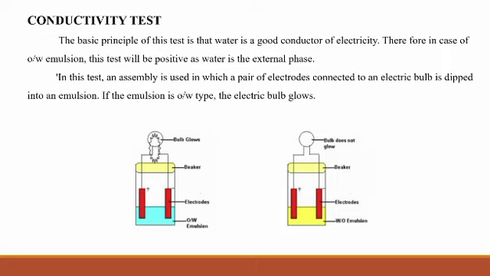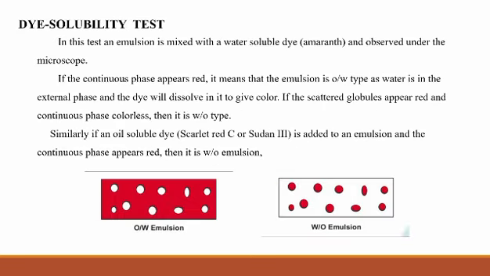But if the emulsion is a water in oil emulsion, the continuous phase is oil. So when the power supply is given to the electrodes, the bulb does not glow. With the help of the bulb glowing, we can easily identify which type of continuous phase is present in that beaker. With the presence of the continuous phase, we can identify which type of emulsion it is.